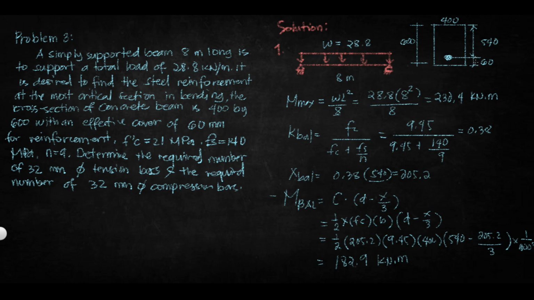Okay, so as you can see, effective cover, okay, it is the distance from the edge of your concrete to that of your steel, no, the centroid of your steel. Yan yung tinatawag na effective cover natin, which is 60. So therefore, okay, para makuha natin effective depth is the distance from the extreme compression fiber up to the steel reinforcement. Ito po yung ating concrete, no?